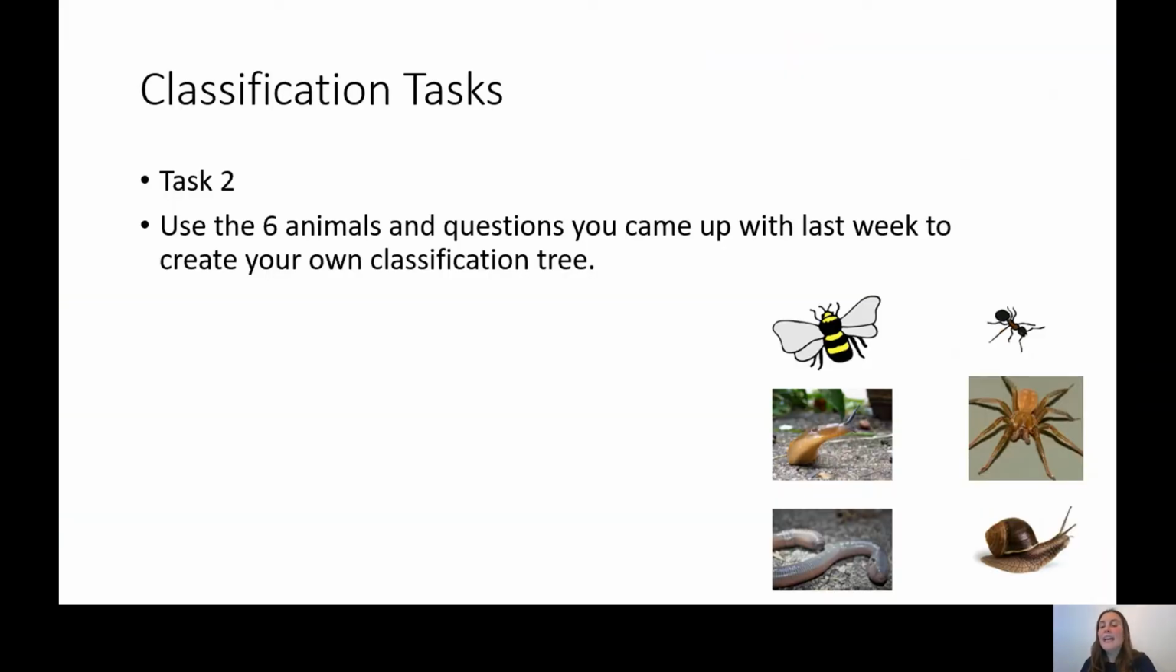Now, task 2 is a little bit more complicated, but if you would like to try it, I think that would be fantastic. What I would like you to do is use the 6 animals that we had last week and the questions that you came up with last week to create your own classification tree. I am going to show you now how to do that.